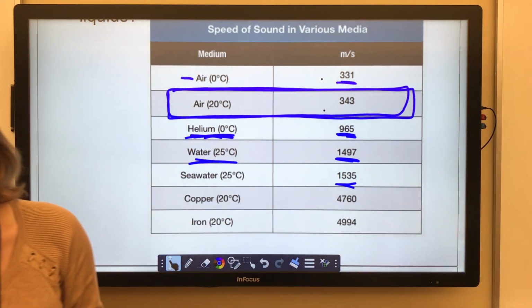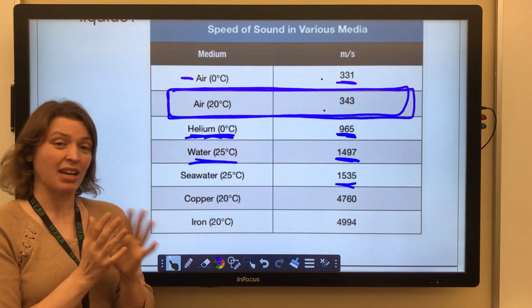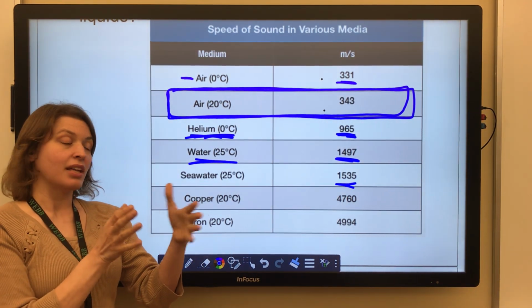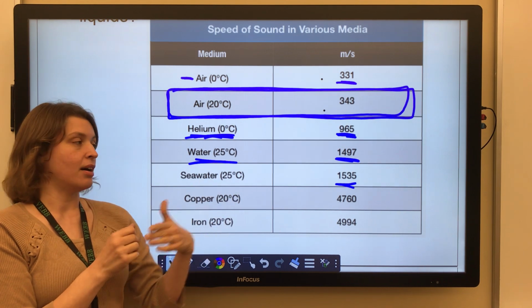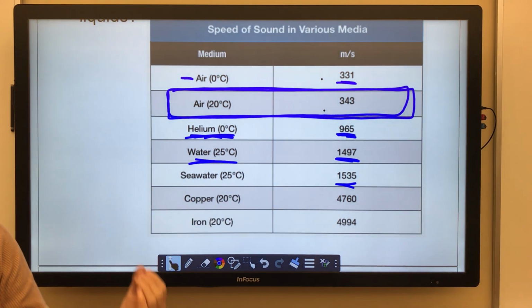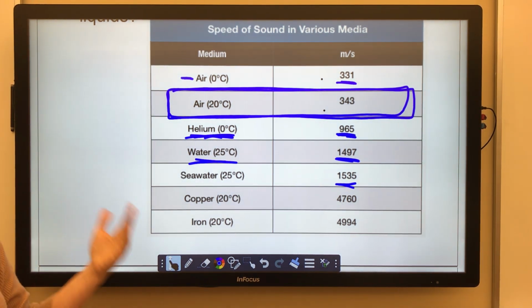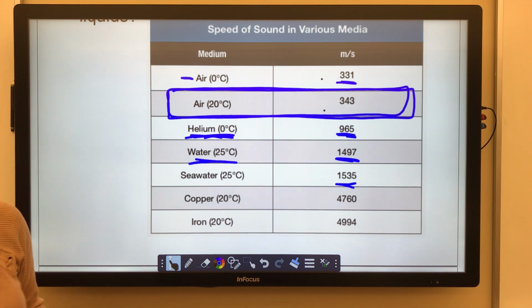Through those solid materials, the molecules are packed together a lot more tightly, and the oscillations tend to affect the neighboring molecules more readily. And so when you have a lot of molecules packed really tightly together, you'll tend to see that faster speed of sound.